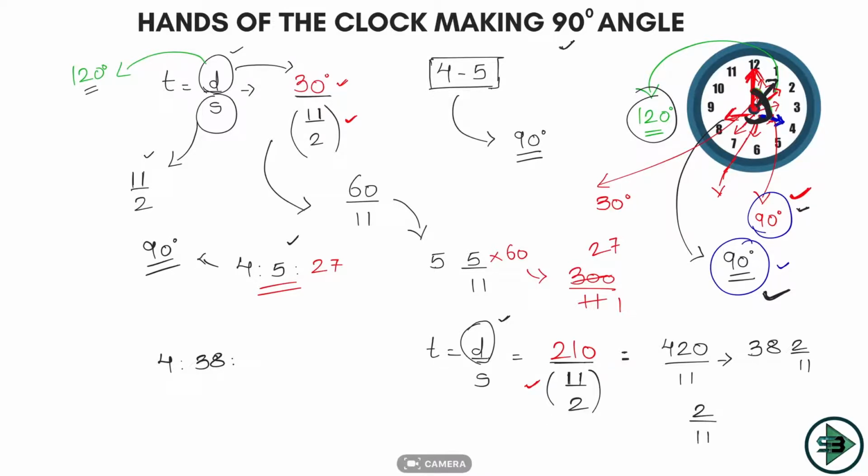Or else you can just multiply this by 60 to get to the seconds. So 120 by 11, which is 11 10s are 110, so 10 seconds, and that's your answer. So the second time when the two hands of the clock will make an angle of 90 degrees between 4 to 5 is at the time 4:38, and that looks quite logical. The hand will be close to 4:40 when the angle between the two hands of the clock will be 90 degrees, and that's how it is.